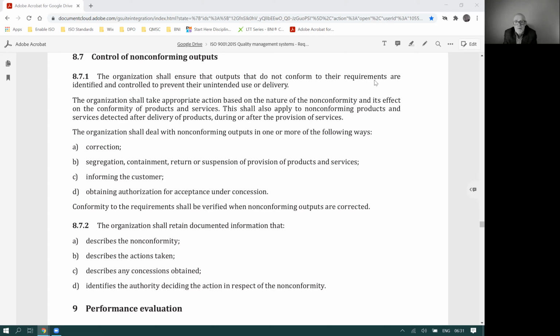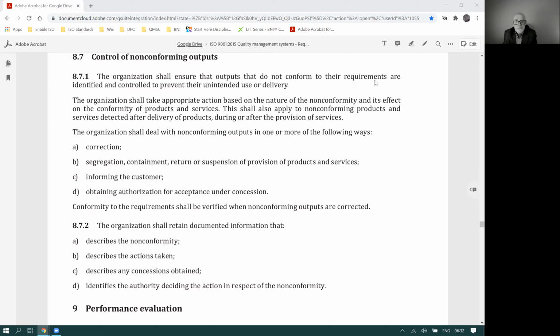This shall also apply to non-conforming products and services detected after delivery of products, during or after the provision of services. So that's important to understand, that there's the ongoing obligation to speak to the intended use of the product and service that you're delivering. So it has to meet the specification and the expectations of the customer, really.